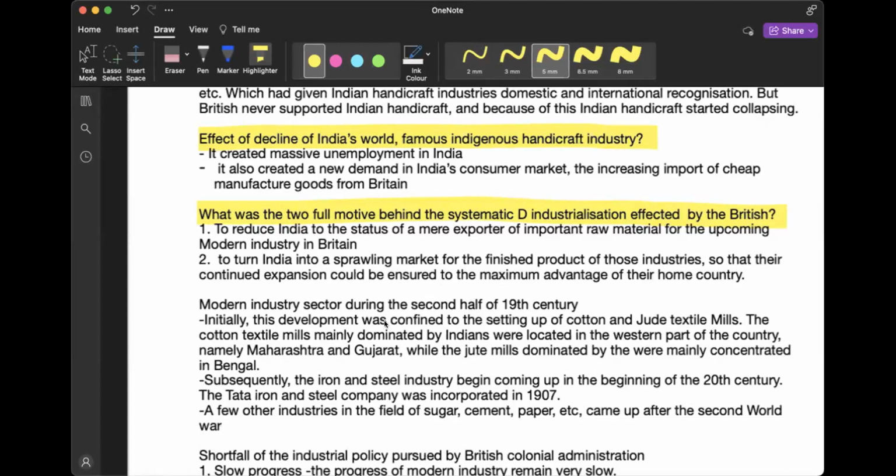Yes. And then the modern industry sector during the second half of the 19th century. Initially, this development was confined to the setting up of the cotton and jute mill industry, mainly dominated by Indians, located in the western part of the country, namely Maharashtra and Gujarat. Subsequently, later on, the iron and steel industry also began. You should remember this date, which is very, very important: 1907. Clear? And later on, a few more industries also came into place.